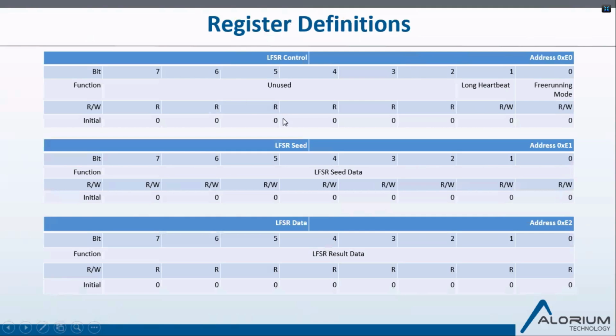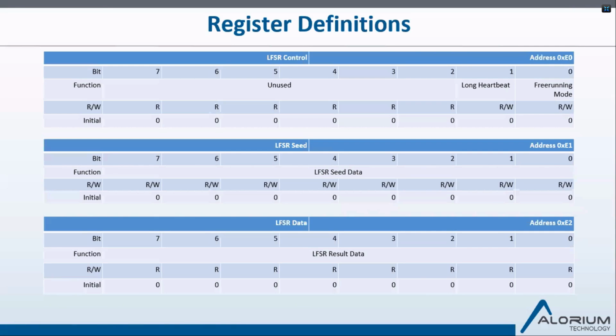There's the LFSR control register, and all that consists of is 2 bits that users can control the LFSR with. They can set the LFSR into free running mode so that the LFSR will update as fast as it can with every clock tick. If it's not in free running mode, the LFSR is going to advance every time the LFSR data register is read. There's also a heartbeat bit that controls whether the heartbeat signal happens at a long interval or a short interval, and that's useful with the free running mode.